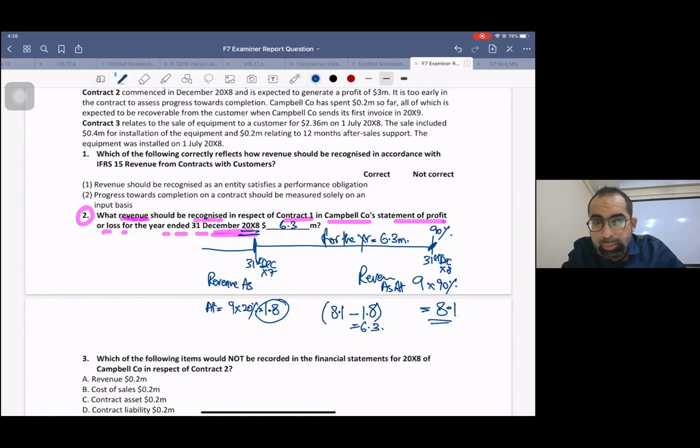Somebody asked the question, and I'm replying: sir, can we apply 70% directly? Yes, for revenue, you can. But for profit, you can't, because in calculating profit there is one thing, cost, and cost changes with time. Estimated total cost changes with time.